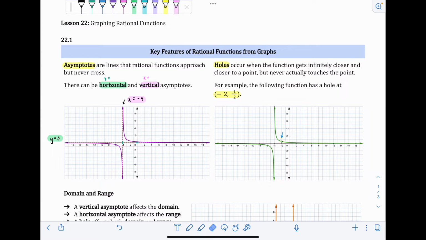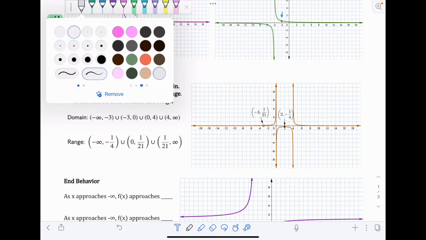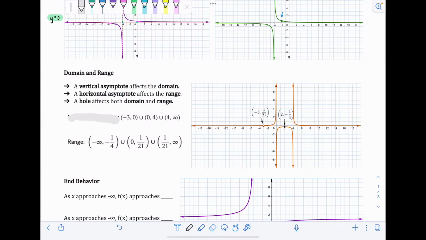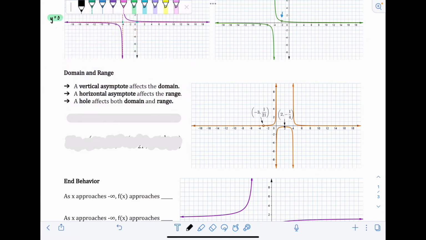Okay, so moving down to domain and range. For the domain and range of rational functions, because these functions have holes, figuring out the domain and range is a little trickier than what we've done so far this year. I'm just covering them up for now because they're a little much to take in. I just want to talk about it conceptually for a little bit. For the domain, if we have a vertical asymptote, that impacts the domain. This graph, for example, has two vertical asymptotes, which separates the possible x values into different groups on the graph.